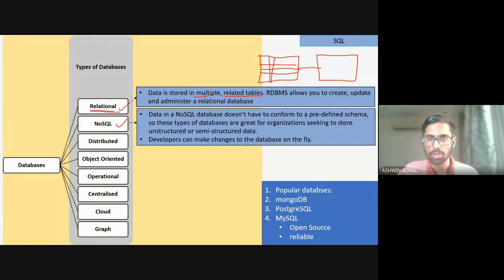But data in a NoSQL database doesn't have to conform to a predefined schema. So these types of databases are great for organizations that want to store unstructured data. When we talk about structured data, it is usually tables, but unstructured data can be in any form. Developers can make changes to the database on the fly. So this is a NoSQL database. Some popular databases are MongoDB, PostgreSQL, MySQL. You would come across some of these whenever you go for your job.